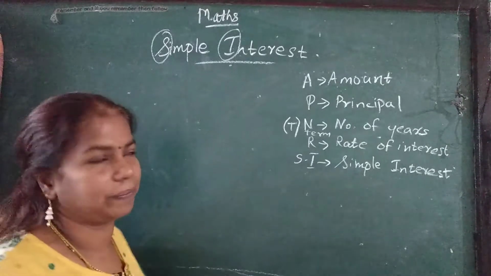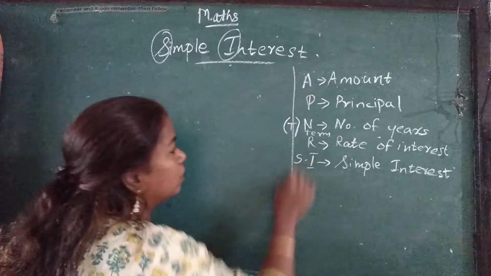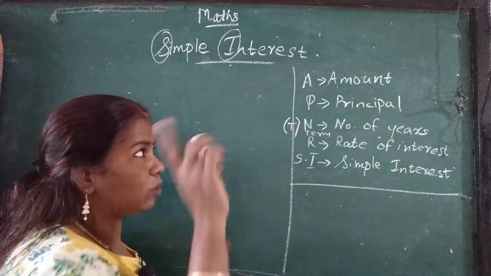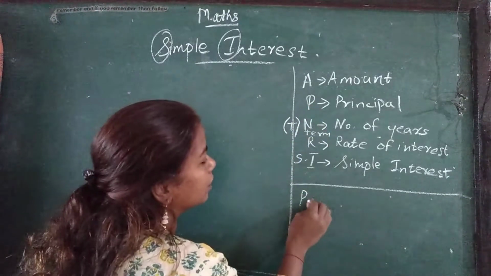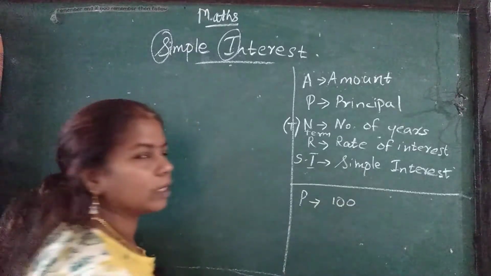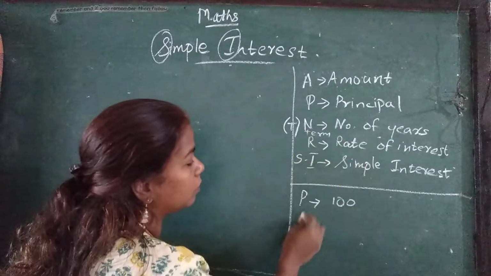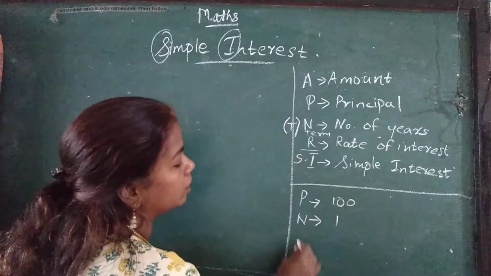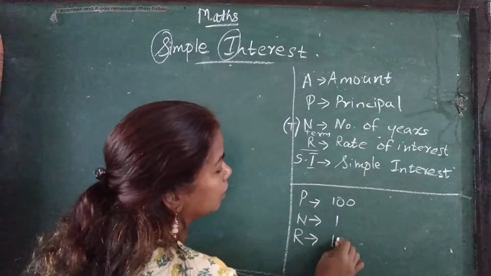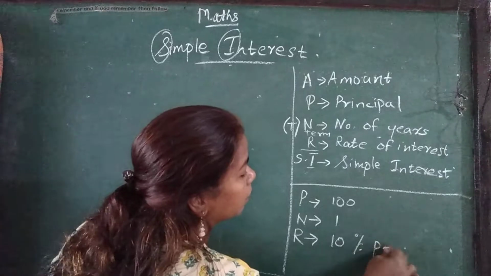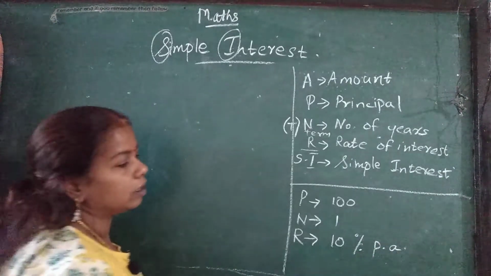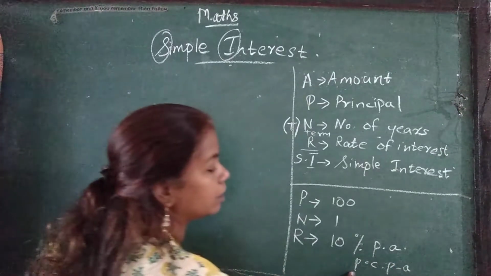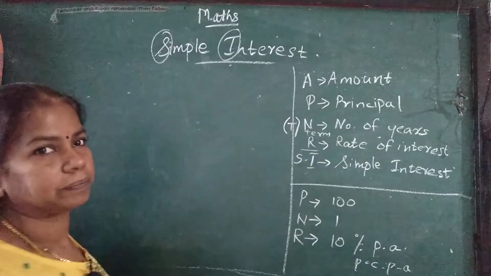Now we will see the calculation. What was the question which I told? How much amount did I borrow? The amount I borrowed goes to principal. I borrowed 100 rupees. Now, after how many years will I return? After 1 year. What is the rate of interest he told? He will charge me 10% per annum, or you can write p.c.p.a., percent per annum.